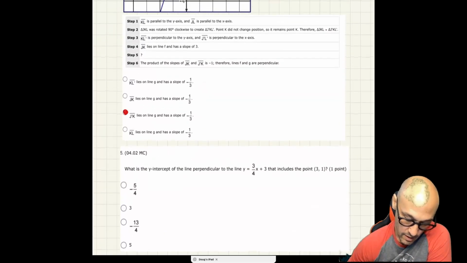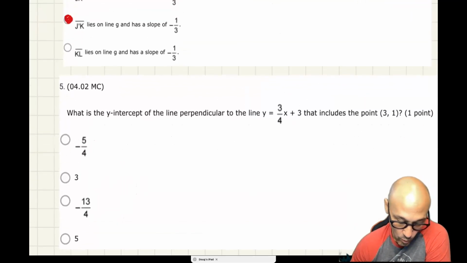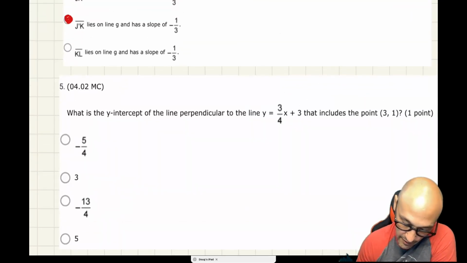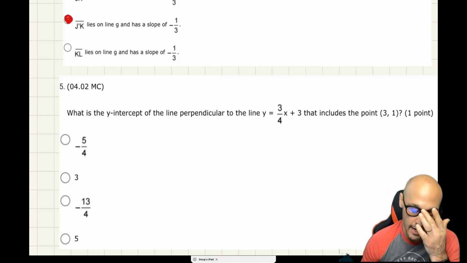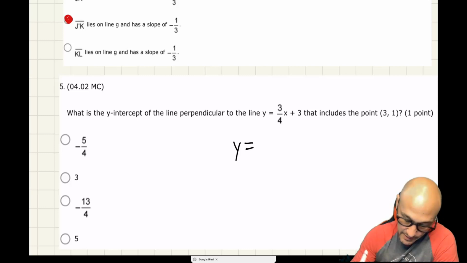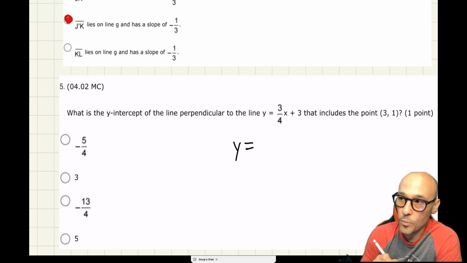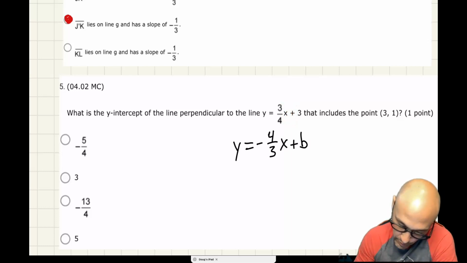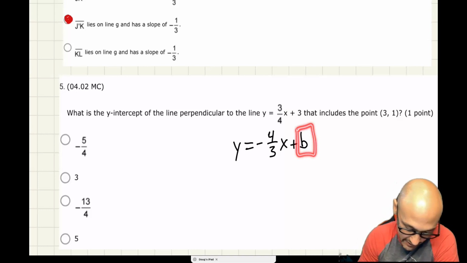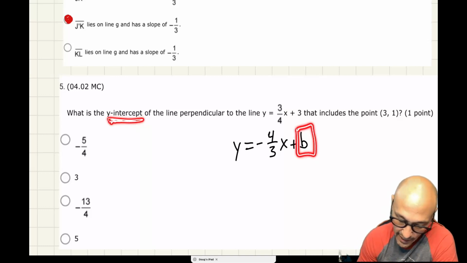All right. Number 5. What is the y-intercept of the line perpendicular to that line that includes the point (3, 1)? So this is in slope-intercept form, and we know that the line that is perpendicular to this one is going to have a slope that is an opposite reciprocal. Opposite, this one is positive, so we need a negative. Reciprocal, 3 over 4 becomes 4 over 3, multiplied by x plus b. Now b is our y-intercept, and that's what we're looking for. So we need to find b.